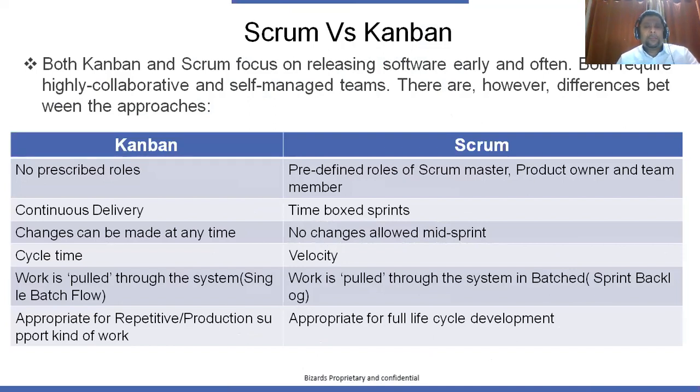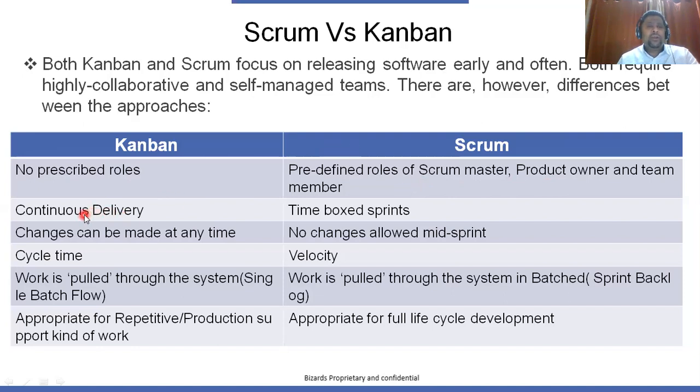If you see in Kanban, there are no prescribed roles. Like, we don't have a person called Scrum Master or Product Owner and things like that. Whereas in Scrum, we should have dedicated roles called Scrum Master, Product Owner, and the team. And remember, these are all dedicated full-time roles.